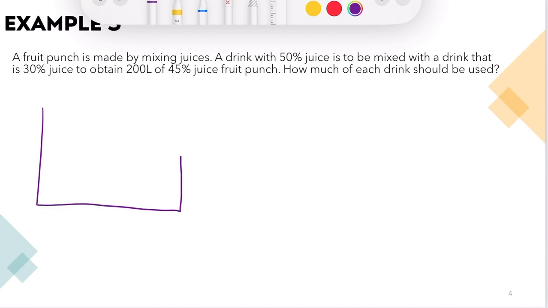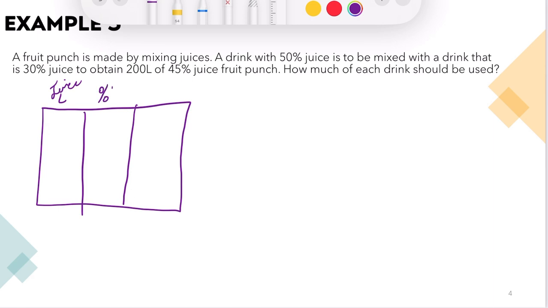Again, table. So this is going to be the liters of juice and the percent pure juice. I feel like all juice should be 100% juice, but apparently it's not. And that's going to give me the liters of pure juice. So maybe I should call it like juice solution.